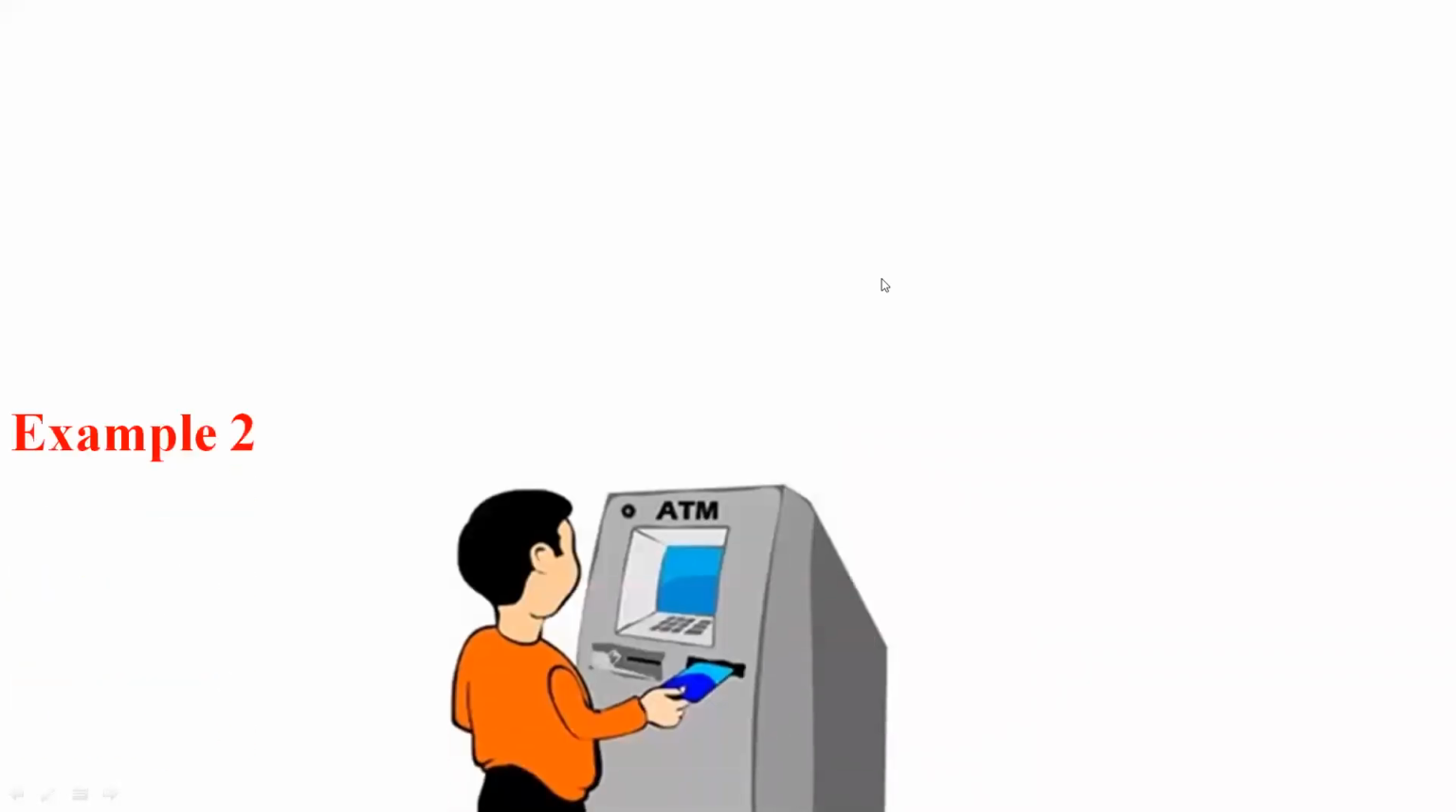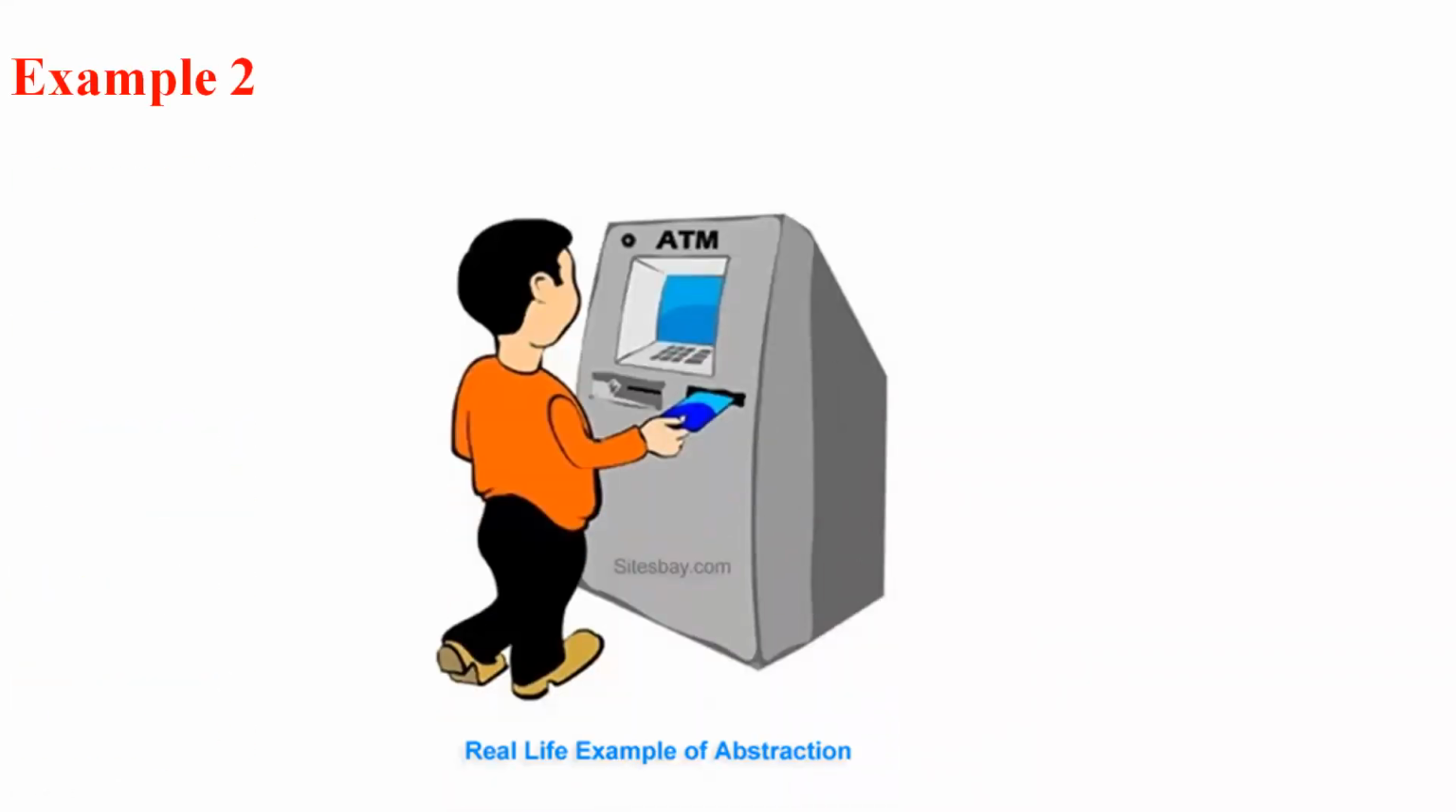Let us consider one more real-time example that we use in our day-to-day life. This is the example of an ATM machine. In our day-to-day life, the majority of us perform operations on ATM machines, like withdrawing cash, balance inquiry, generating PINs, or other actions such as retrieving mini statements, and so on.